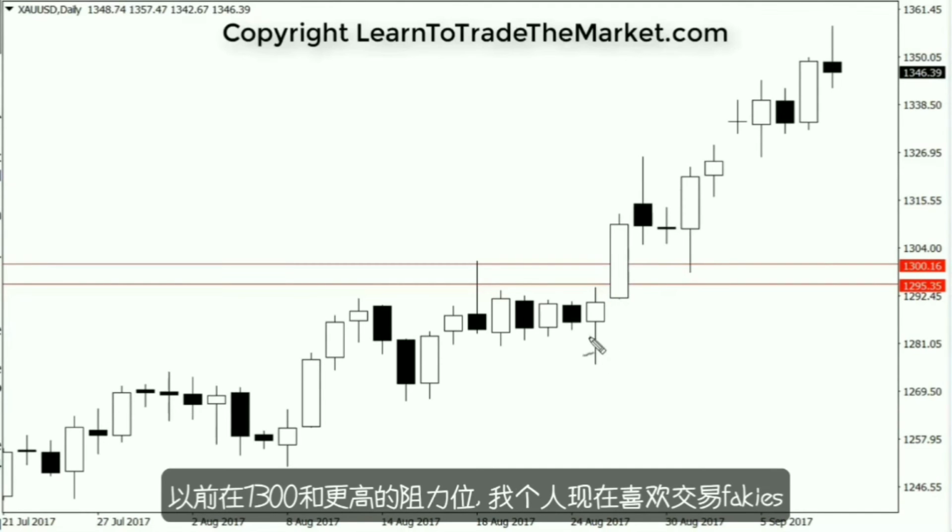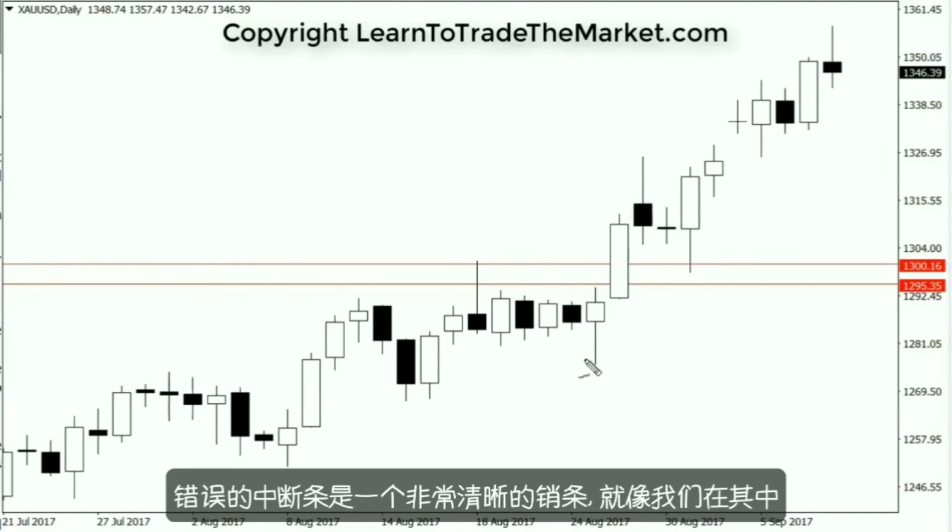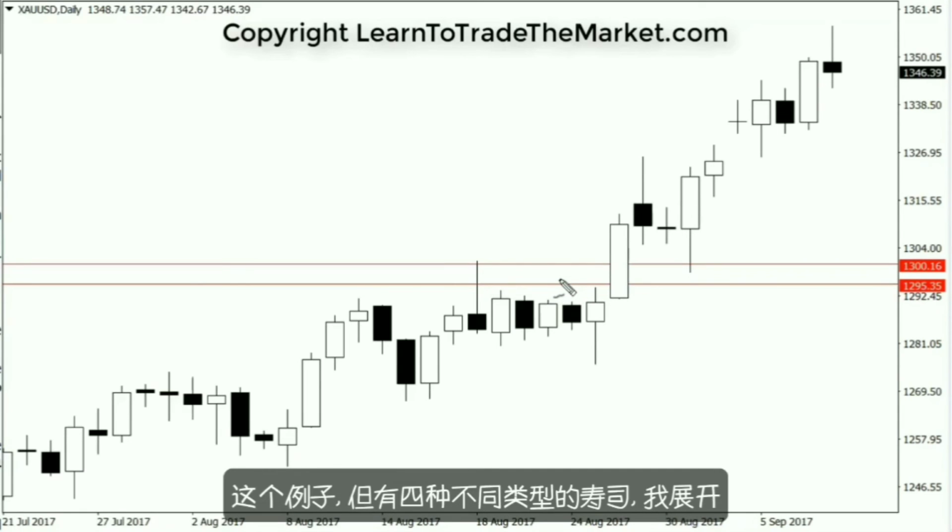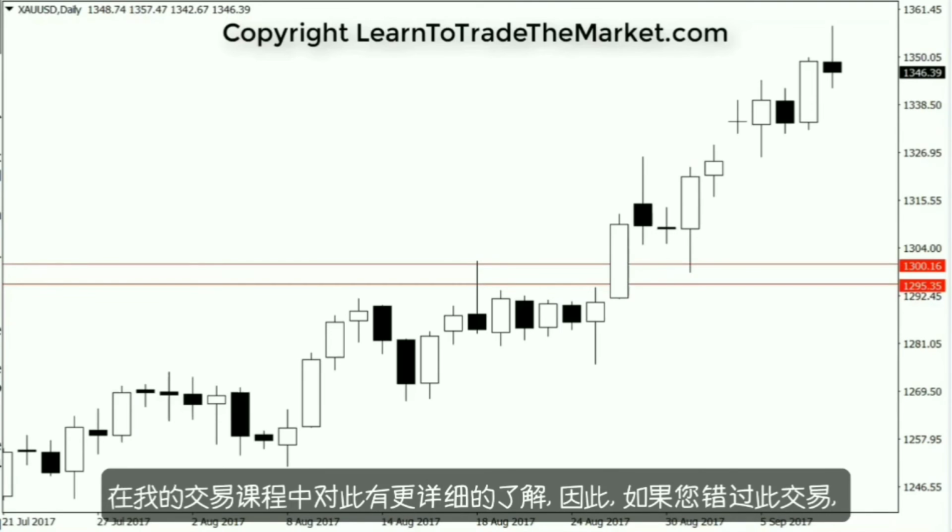Now personally, I like to trade fakies where the false break bar is a really clear pin bar, like the one we have in this example. But there are 4 different types of fakies, and I expand in more detail about these in my trading courses.